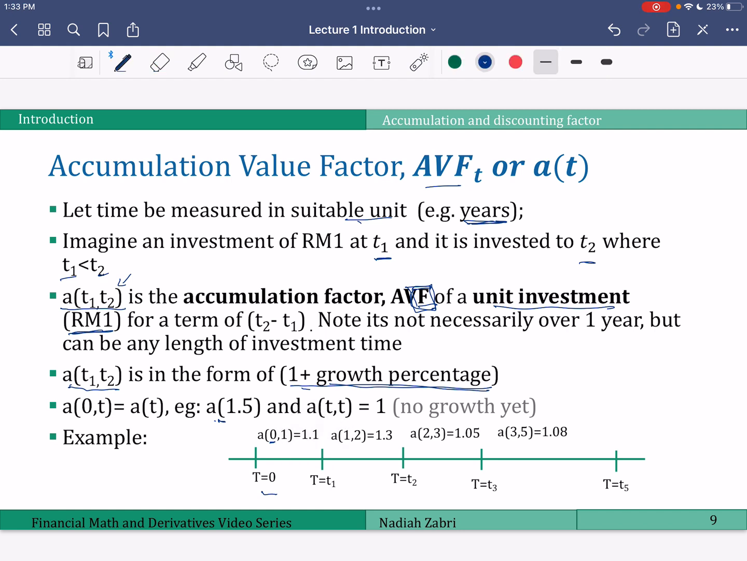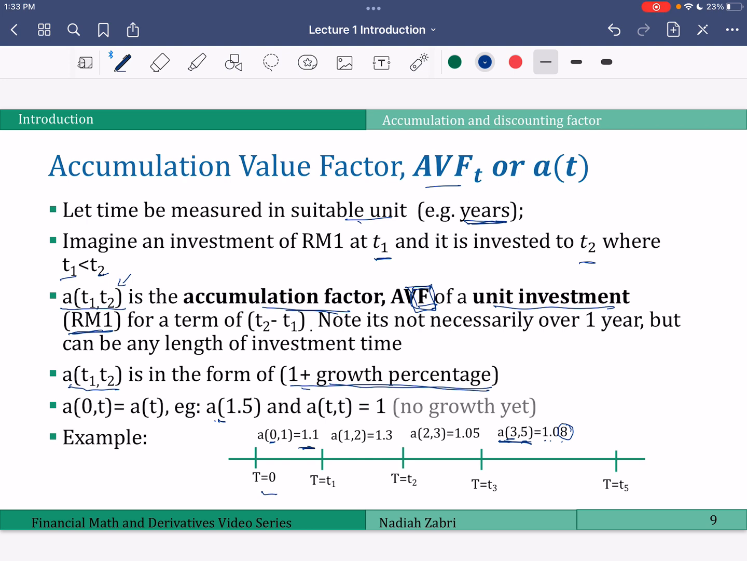I also want to highlight that the investment period for the accumulation value factor doesn't have to be 1. It doesn't have to be a unit period. Let's say here our accumulation value factor is over 2 years instead of 1. It's from year 3 to year 5, from time 3 to time 5. For this one, the accumulation value factor is 1.08, which means it grew by 8% over 2 years.